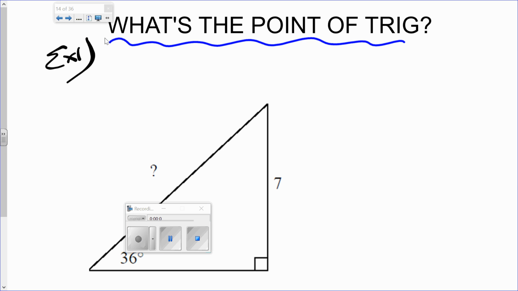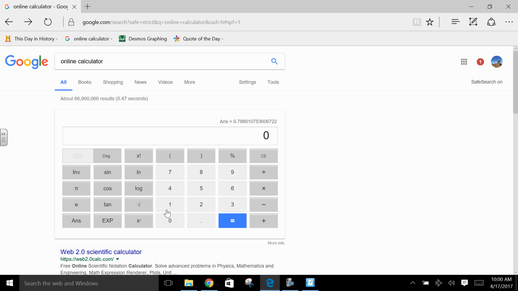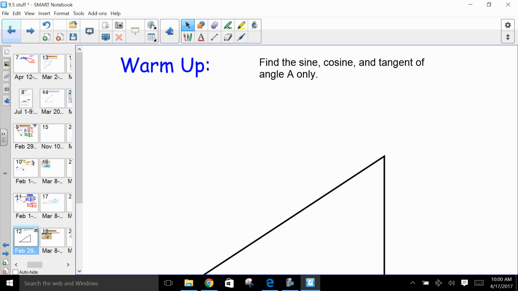Trig, what's the point of all this pain and suffering and aggravation and irritation? Mugia asking you to get the sine, cosine, and tangent. Better copy this down. What's the point of trig? So on warm-up, let me bring that warm-up page up here real quick.